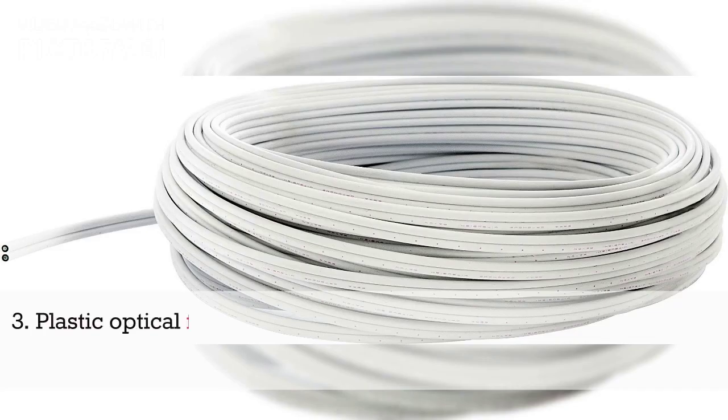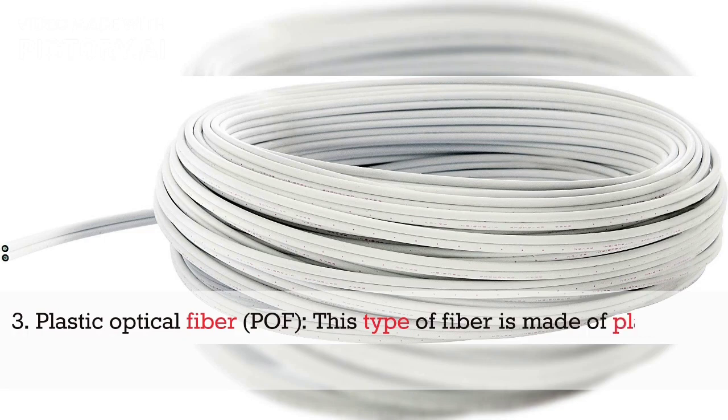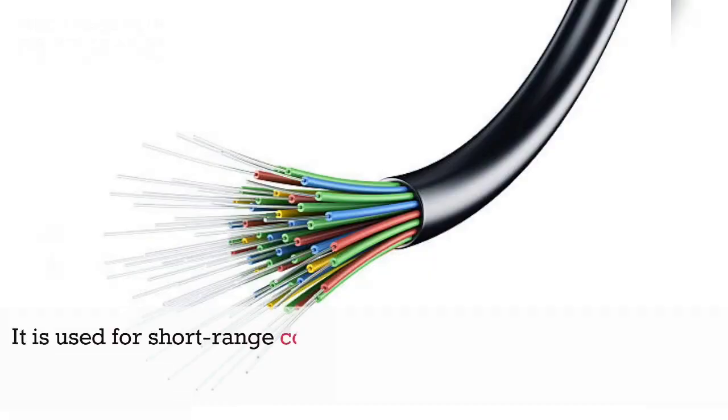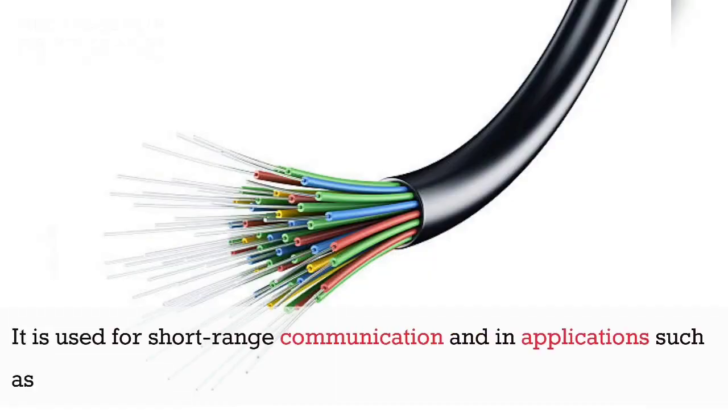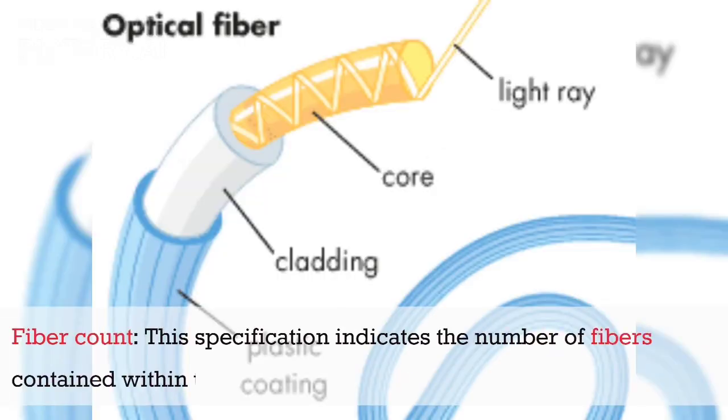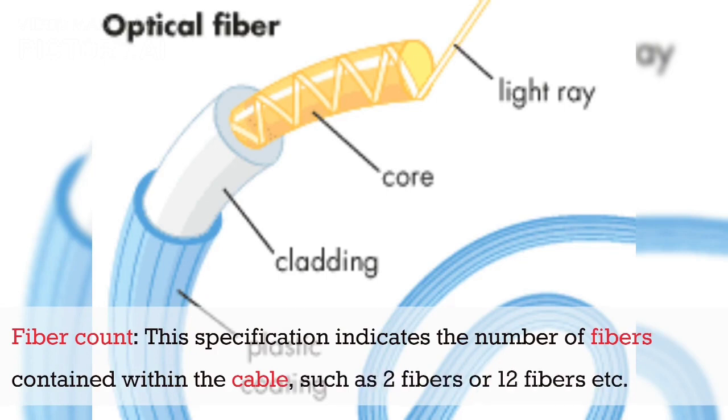3. Plastic optical fiber, POF. This type of fiber is made of plastic instead of glass and is less expensive than other types of fiber. It is used for short-range communication and in applications such as automotive and industrial networks. Fiber count. This specification indicates the number of fibers contained within the cable, such as 2 fibers or 12 fibers, etc.